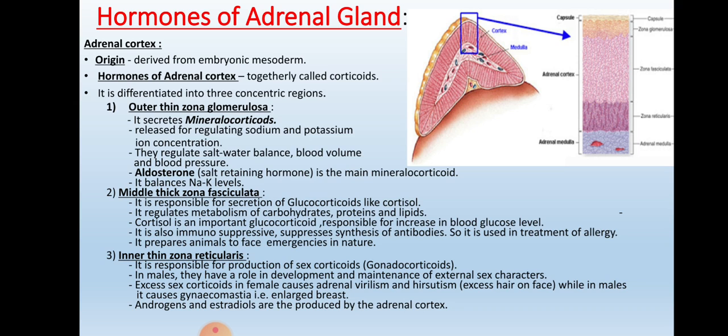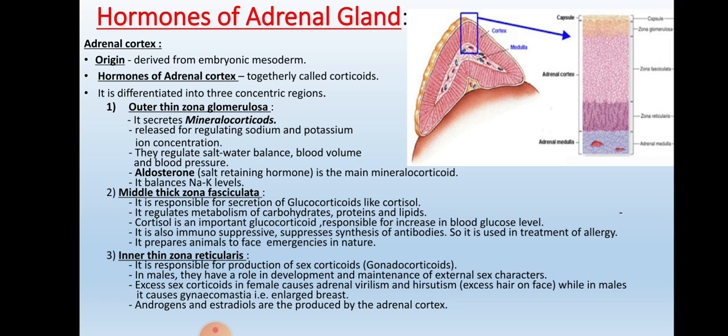The inner layer of the cortex is called zona reticularis, responsible for production of sex corticoids or gonadocorticoids. In males, they have a role in development and maintenance of external sexual characters. Excess of sex corticoids in females causes adrenal virilism and hirsutism, excess hair on the face, while in males it causes gynecomastia, enlarged breasts. Androgens and estradiols are produced by the adrenal cortex.